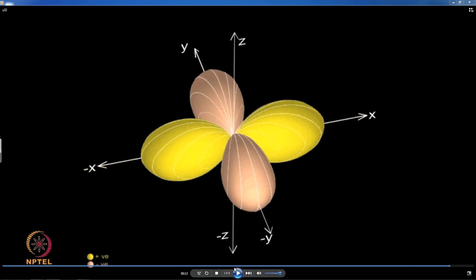So you see the picture of the dx square minus y square, which is a pair of lobes along the x axis as well as along the y axis, but with opposite signs because of the cos 2 phi modulation. And this is an even function. You can see that plus x and minus x, plus y and minus y, they both have the same sign. Okay. Now, what about the other function?